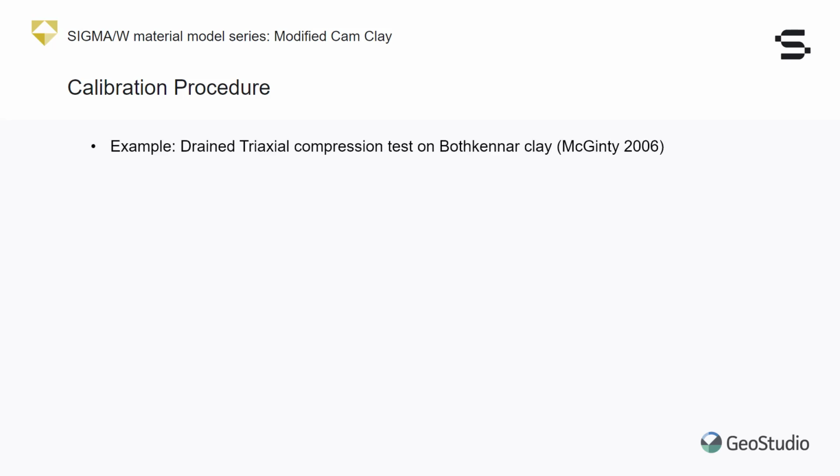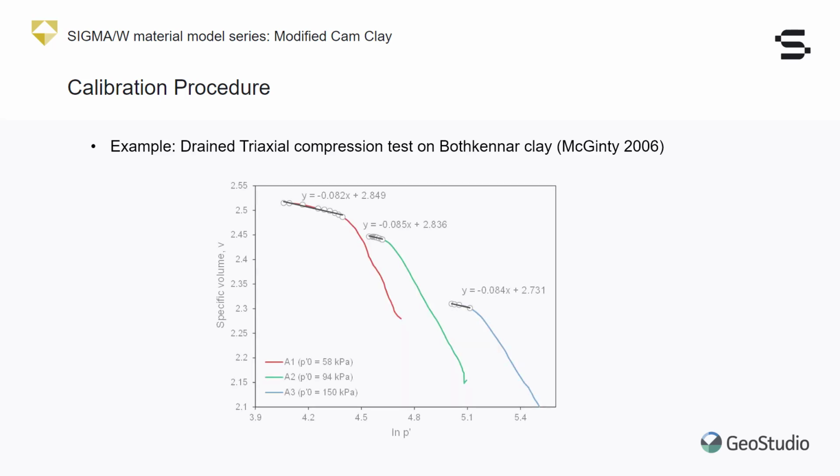Let us apply the second calibration step to the example triaxial test results on Bothkennar clay mentioned earlier. The overconsolidation branch in each of these three curves is projected to a straight line. The slope of these three lines is almost the same, so their average, 0.084, is used as the constant kappa for this type of clay.